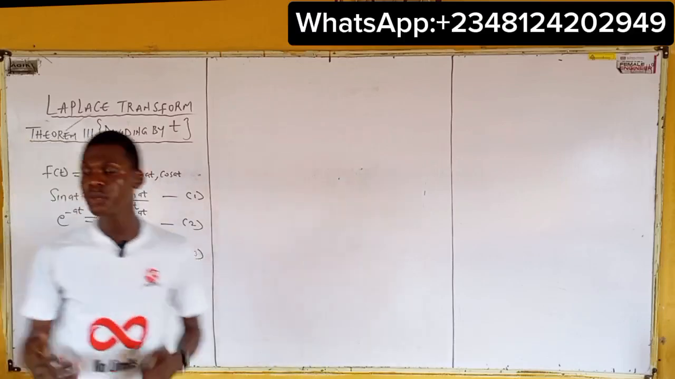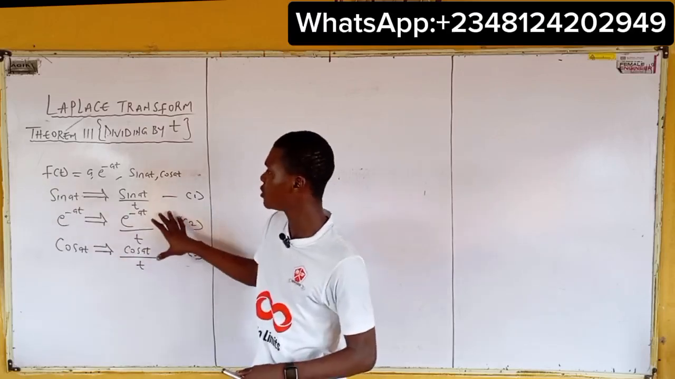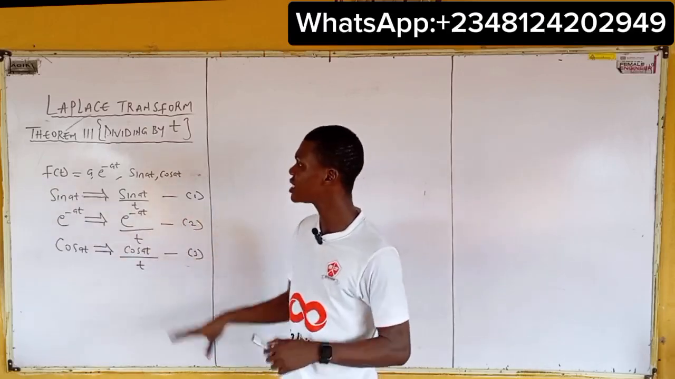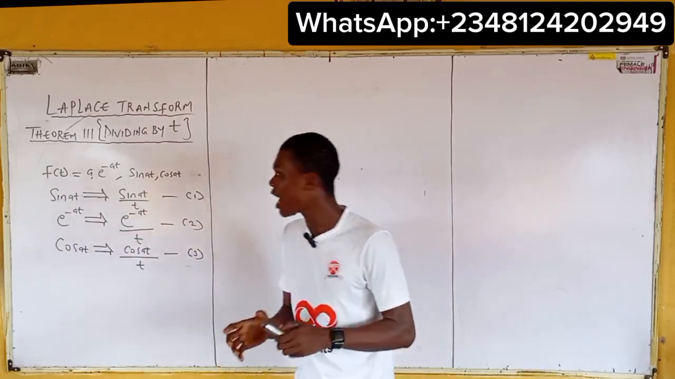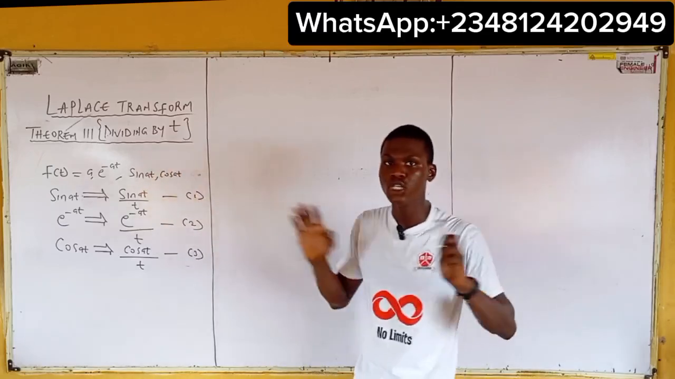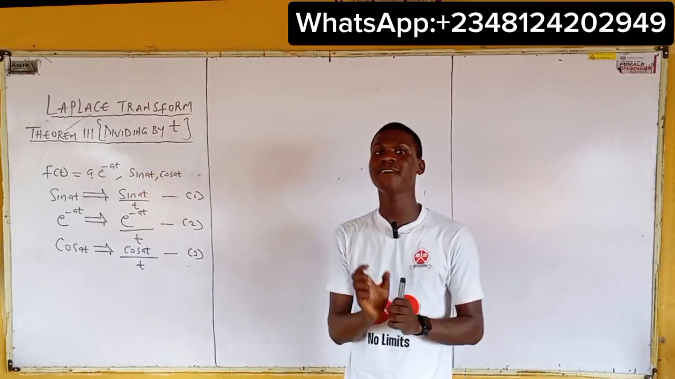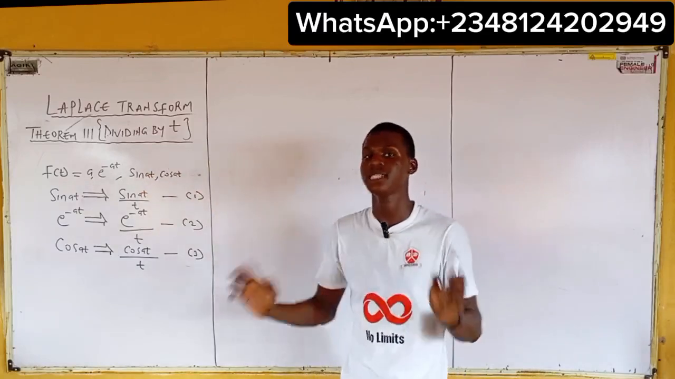So what we are saying basically is that these are the functions we are familiar with. Now observe the new pattern of these functions. You will see that each of these functions is being divided by t, meaning that we have f of t being divided by t. So when we say dividing by t, the whole concept is that any of these functions is being divided by t.